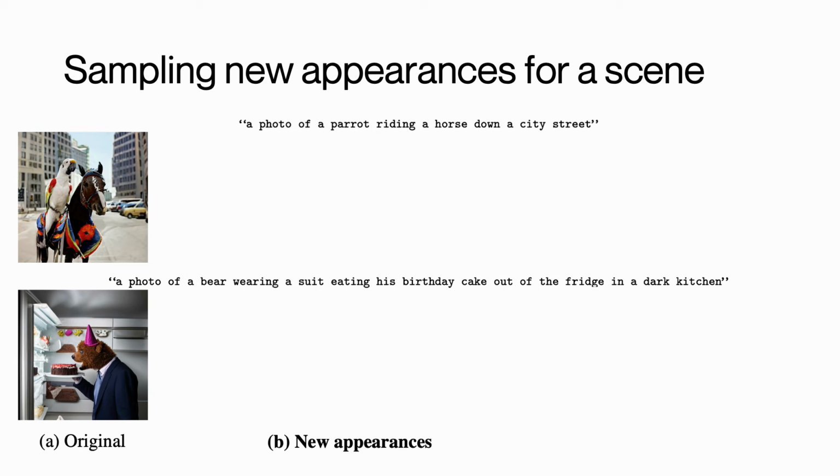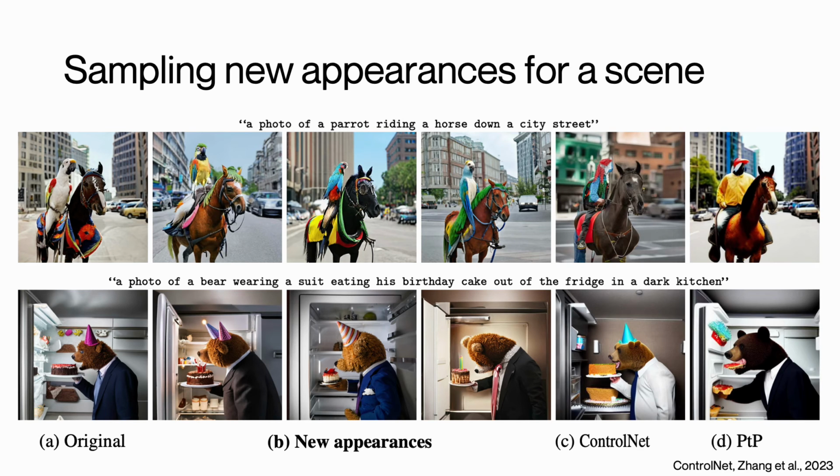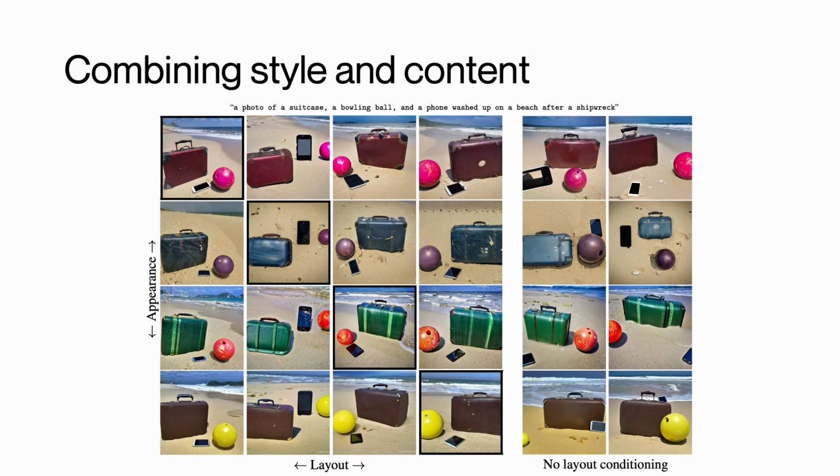By guiding the shape of all objects to stay the same, but letting appearance features vary, we can sample new looks for scenes with the same layout. We show results from prompt-to-prompt and depth condition ControlNet for comparison. We can also combine the layout of one image with the appearance of objects in another, or only constrain appearance to stay the same, leading to new arrangements of the same objects.